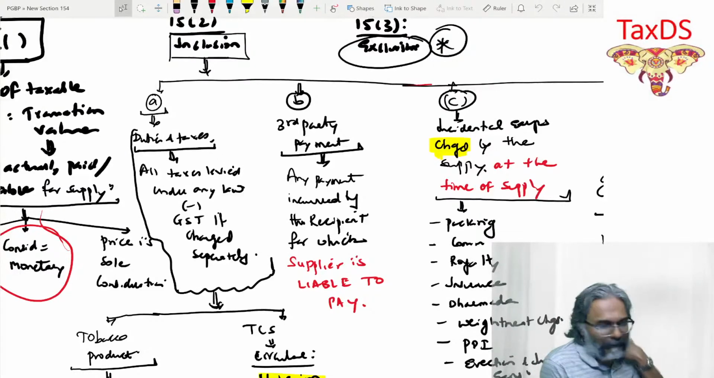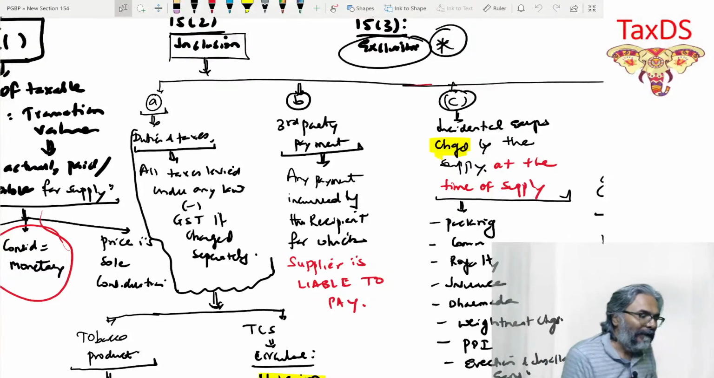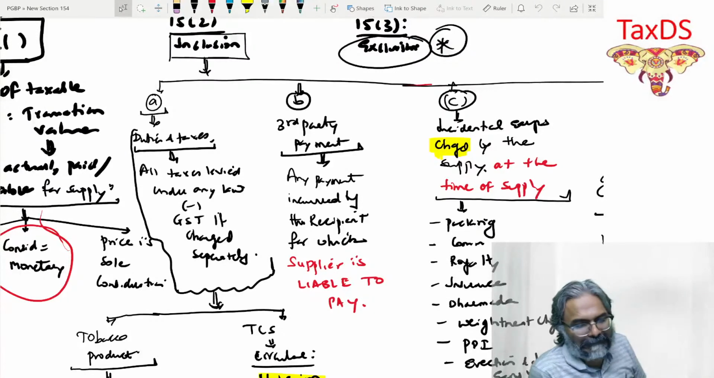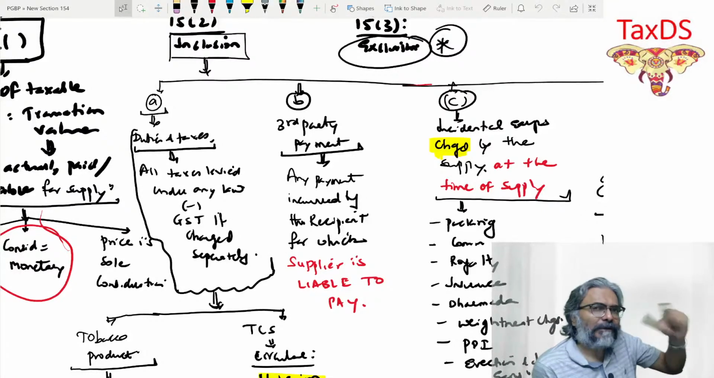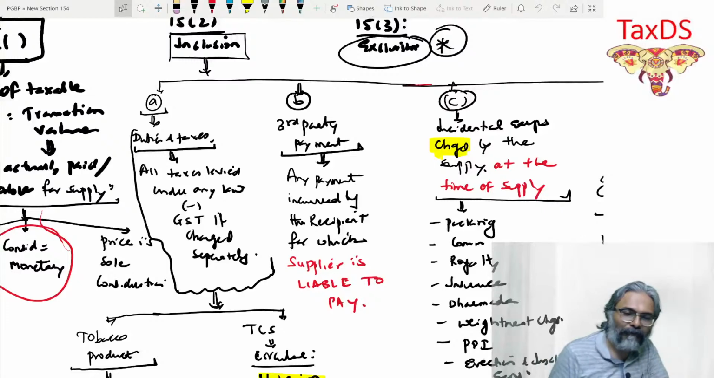The second particular part, students, is 15B, 15.2B. Now, so far as 15.2B is concerned, what does 15.2B say? Third party payment. What is third party payment? Here I told you, students, a very important point.